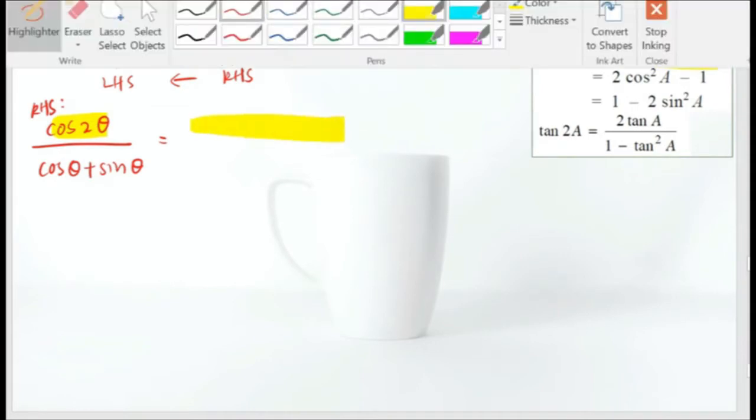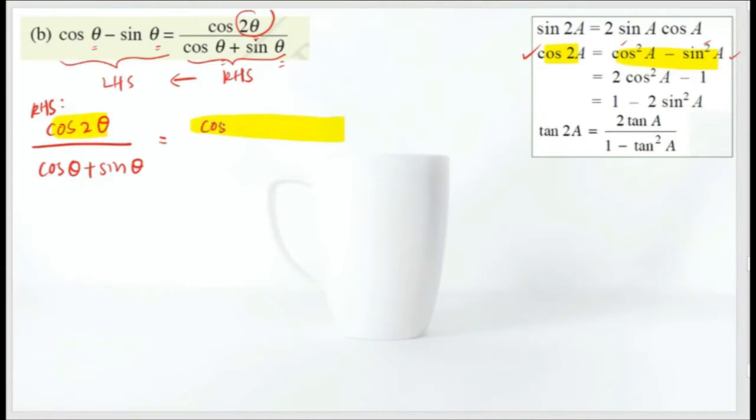So the first equation, we change it into cos squared theta. Don't write A, because here it is 2 theta. So it's cos squared theta minus sine squared theta over cos theta plus sine theta. Okay, how to continue? We want to get the answer in cos theta minus sine theta only, without a fraction. But now your step is in fraction form.